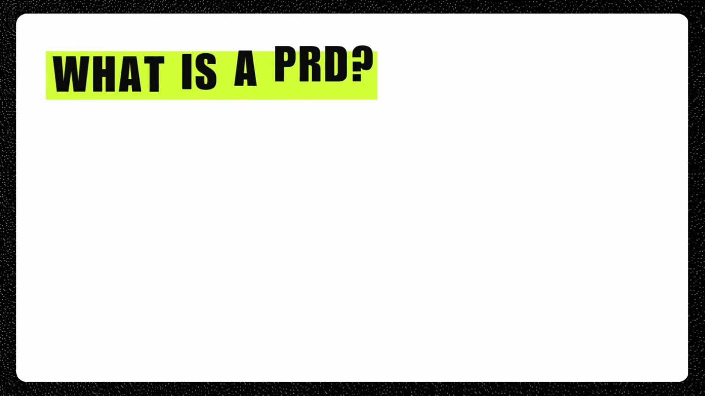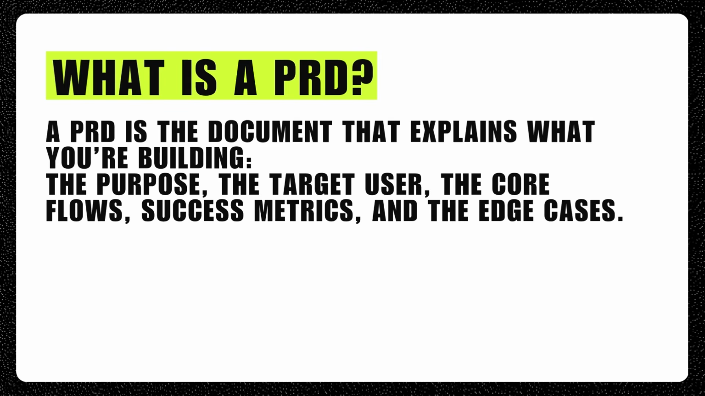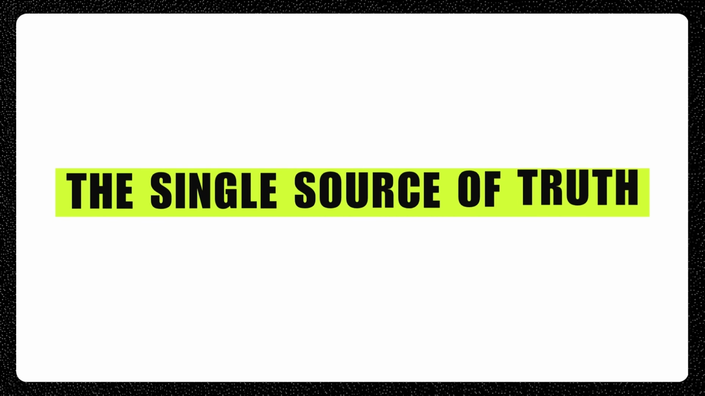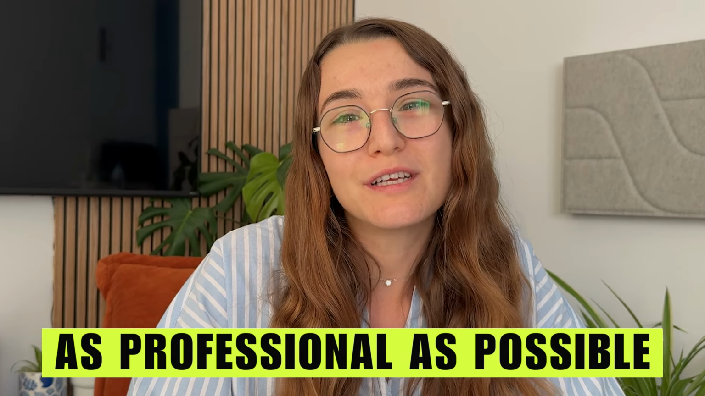So, what is a PRD? A PRD is the document that explains what you're building, the purpose, the target users, the core flows, success metrics, and the edge cases. Product managers, designers, and engineers use PRDs to align on what to build and why. It becomes the single source of truth for the team. Of course, most of us here are not product managers, designers, or engineers, but we still want to act like we are, because we want to build the product as professionally as possible.